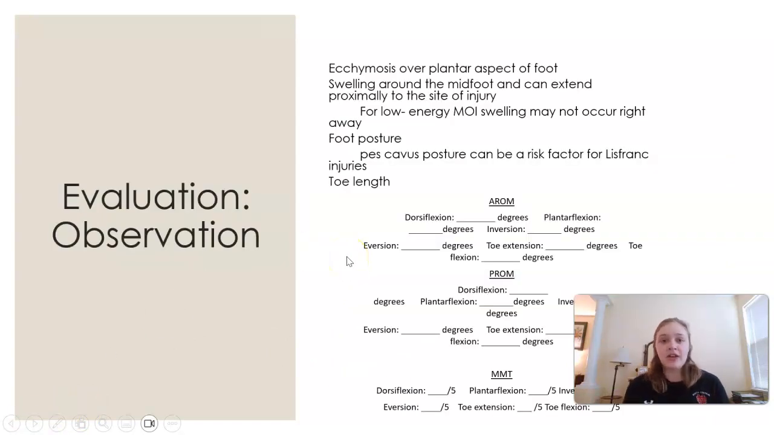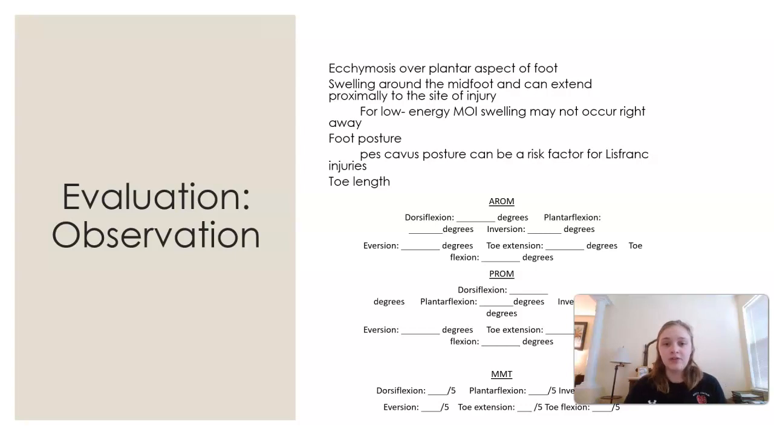The next part of the evaluation is observation. So we want to look at the patient's foot. Specifically with a LisFranc associated injury, we want to check if there's any bruising, ecchymosis, over the plantar aspect of the foot. We want to check for swelling. A lot of the times these types of injuries will have swelling around the midfoot, which can extend proximally to the site of the injury. And taking into account that for those low energy mechanisms, swelling may not always occur right away, reevaluating a few days after, asking the patient, do you notice that you are more swollen? Just making sure that we're accounting for those low energy mechanisms.